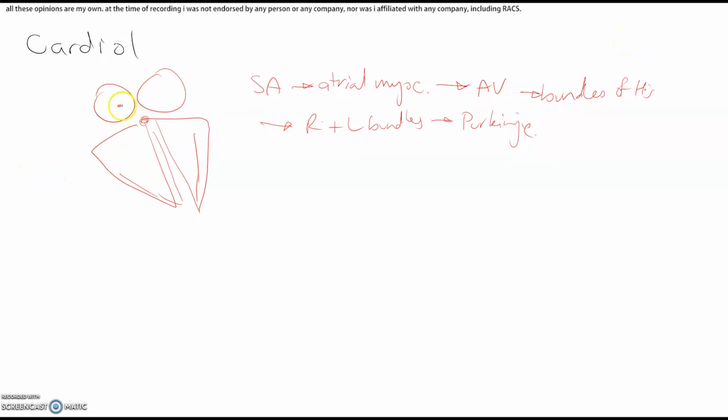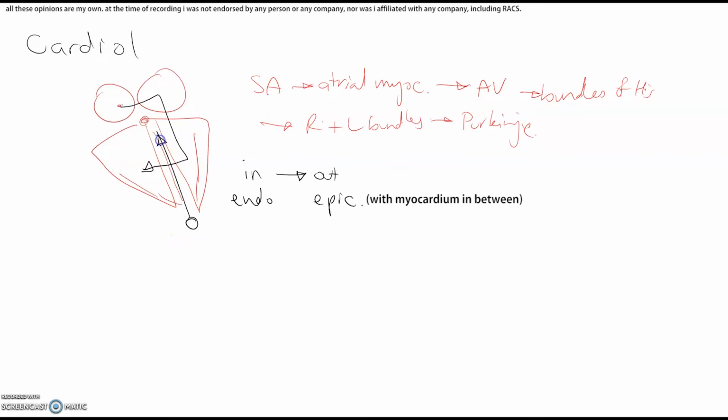Overall, our conduction ends up going from here to here to here to here. So from the right atrium to the left atrium to the left ventricle and to the right ventricle. And the depolarization spreads from in to out. So we're getting spread from the endocardium into the epicardium. And eventually the contraction ends up going from the apex through to the base. So the start of the heart, effectively.